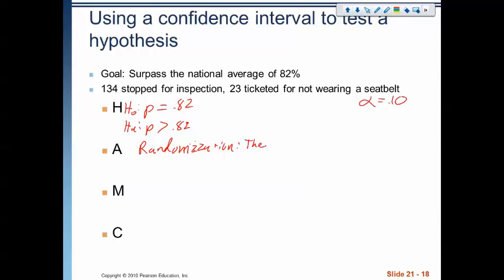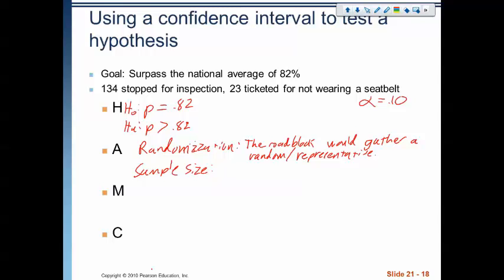The roadblock would gather a random, representative sample. It does not specifically say those words that it is random, but it is fairly safe to assume that the roadblock would generate a random sample of drivers. Okay, so randomization, good. What about sample size?